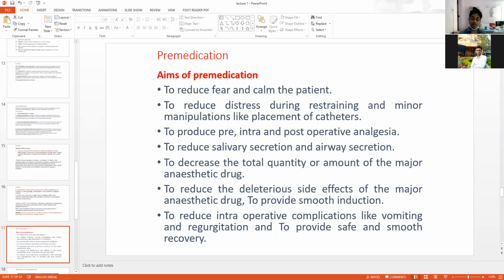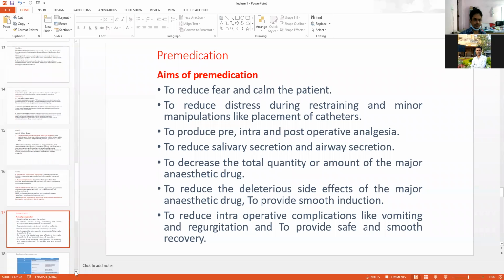So already I have discussed that every anesthetic is having many deleterious effects. By using these pre-medicaments, we are going to reduce the chances of side effects of the main anesthetics on the normal physiology, or the cardiovascular, pulmonary, and all these systems, and to reduce intraoperative and operative fluid, like vomition and regurgitation.